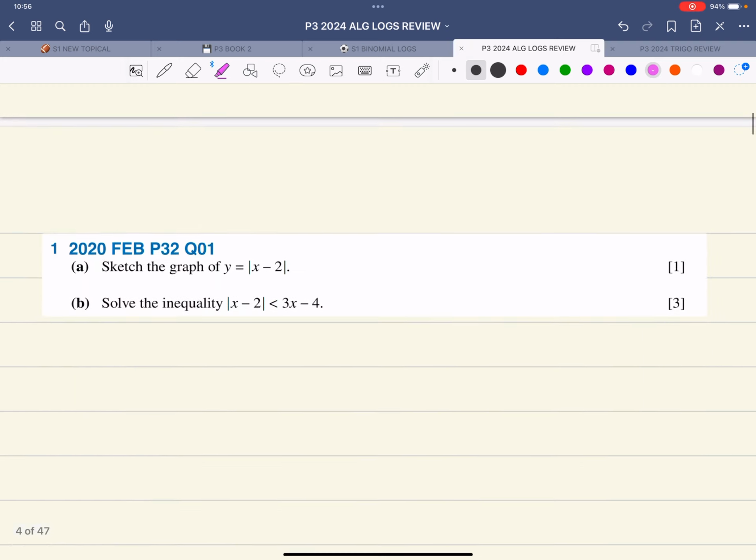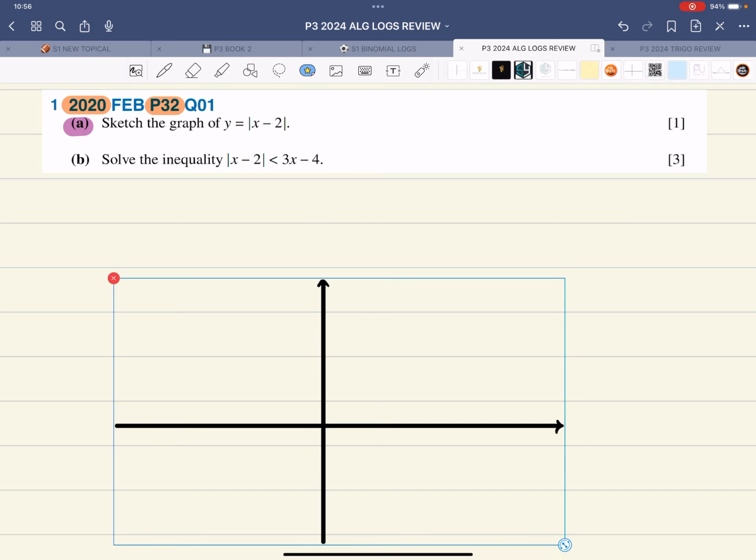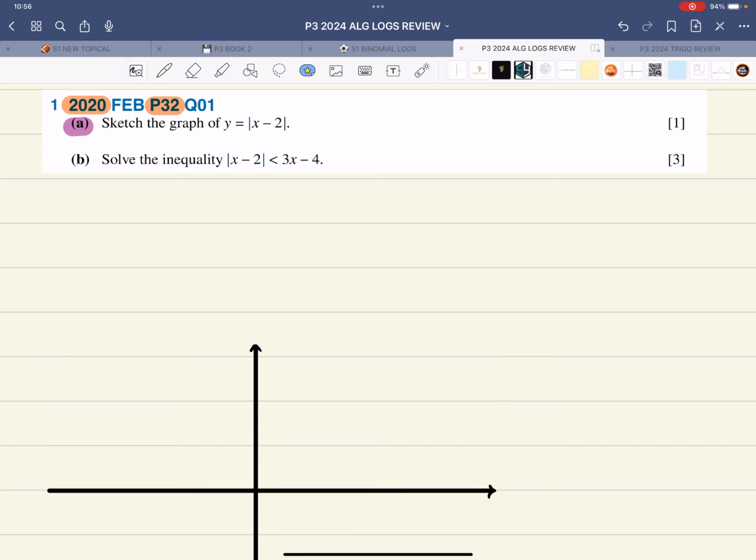Now let me go to this question. And first of all, this question is from the year 2020, February, variant 32, question number 1. Now, the first part, that is about sketching the graph of y equals modulus of x plus 2. So let me grab a grid from here and I'll place it over here.